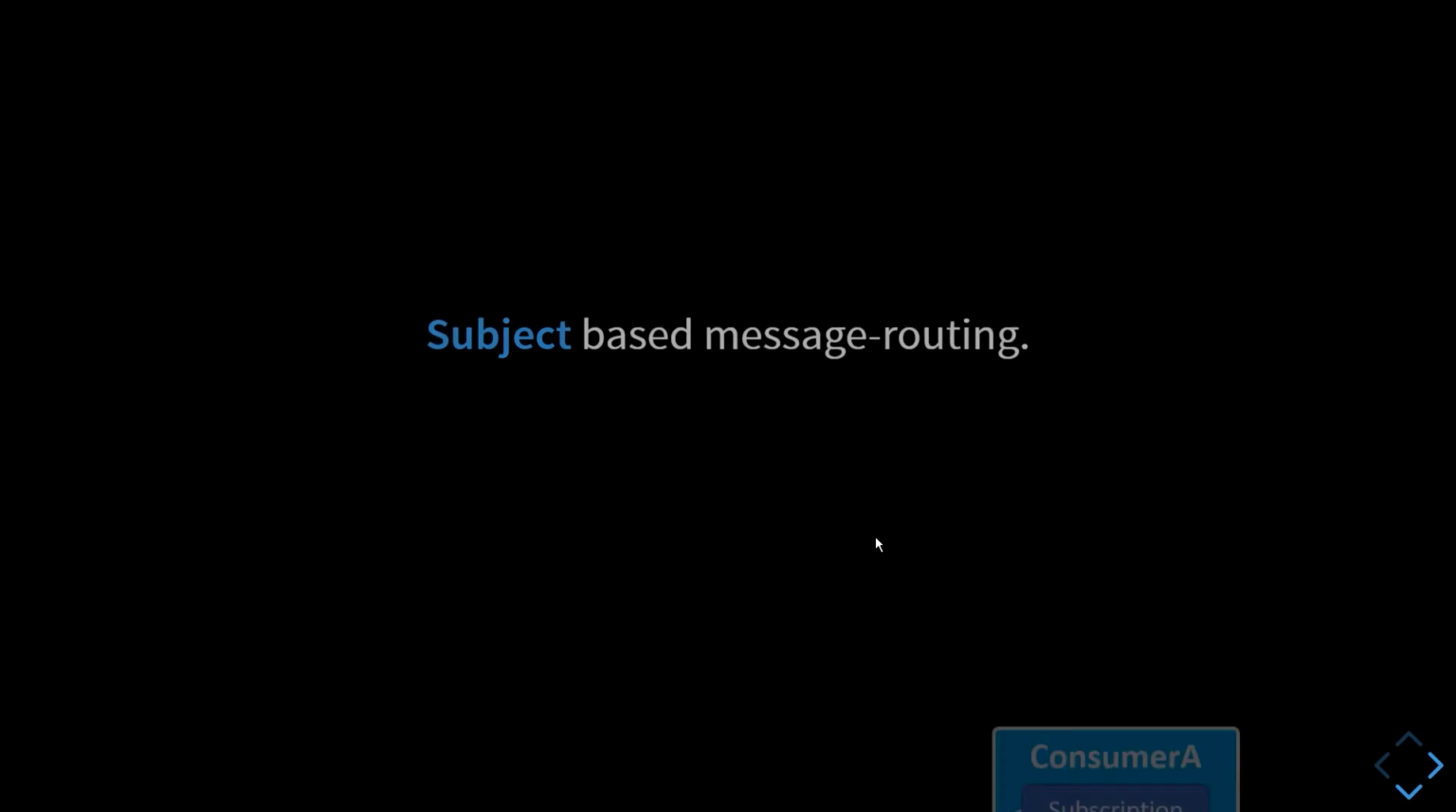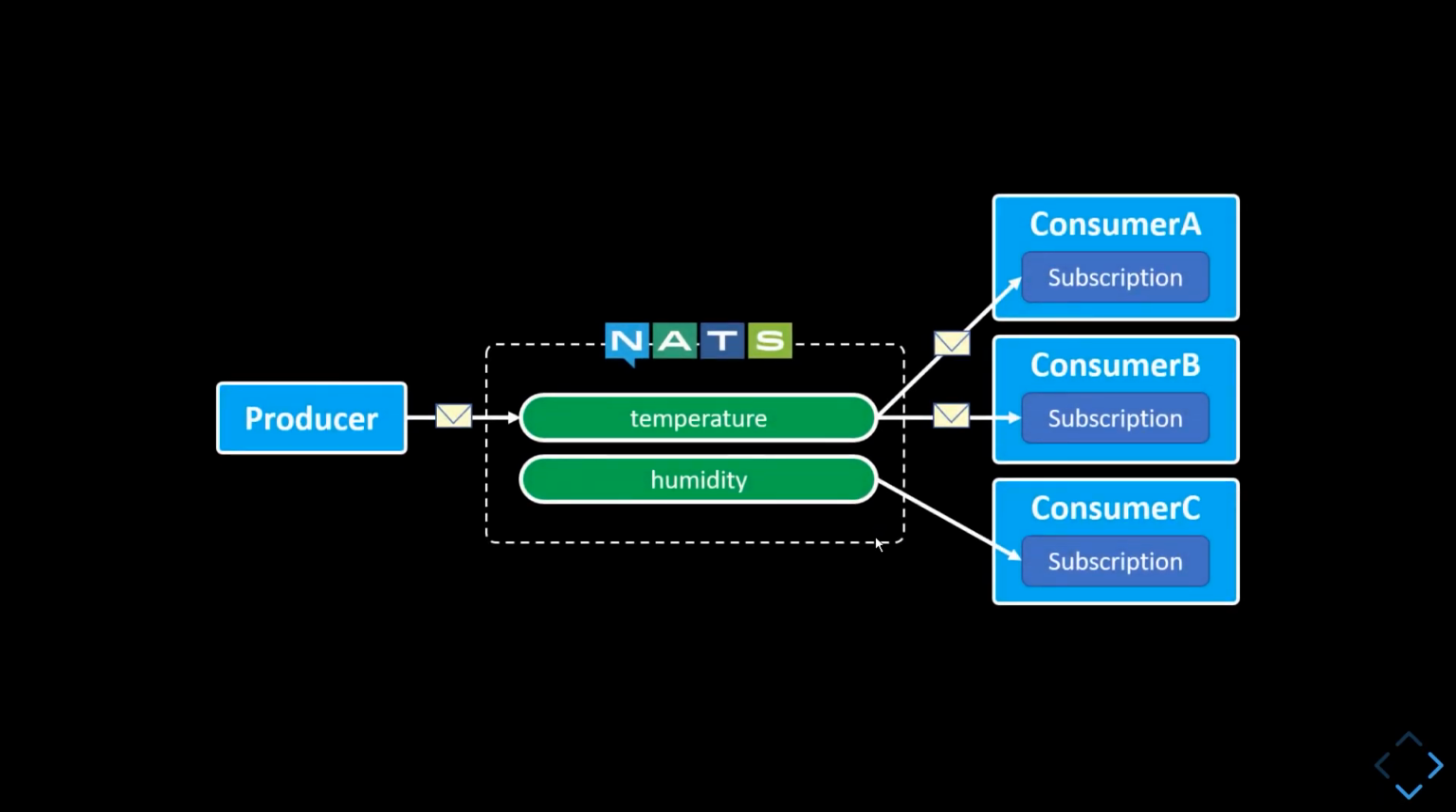Well, the subjects, we've already talked about it. A subject is basically an endpoint where you can send messages. It is a named endpoint. And this is what it looks like in a picture. So I have two subjects here running in NATS, temperature and humidity. And if I, as a producer, send a message to temperature, only consumer A and consumer B will receive a copy of this message because they are subscribed to that subject. And consumer C is subscribed to a different subject.